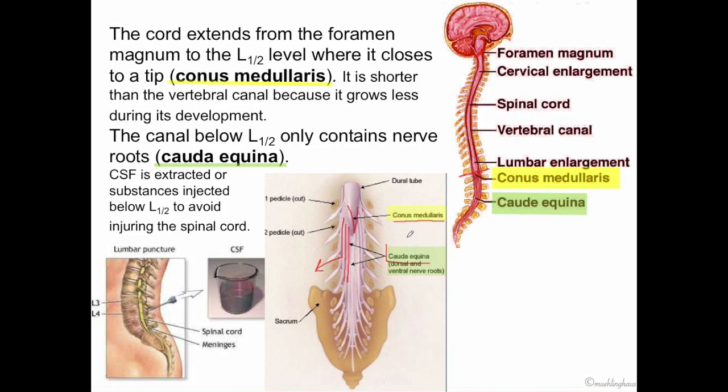The reason why the spinal cord stops before the spine stops is because when we develop, the nerve grows less quickly or less extensively than the spinal vertebral canal does. But this is a good thing, because now we can actually go in this area here and take a needle and get some cerebrospinal fluid coming out of that area, and then we can analyze that to see what's up with the fluid. Is it infected or not? Is there a problem with it? Or we can, of course, also inject substances into that area.